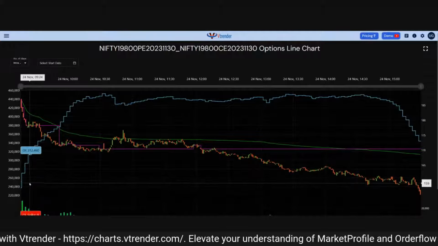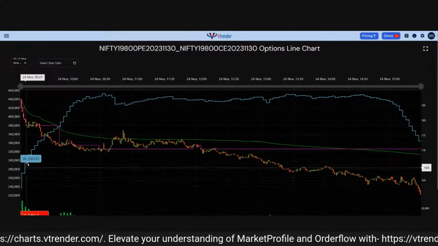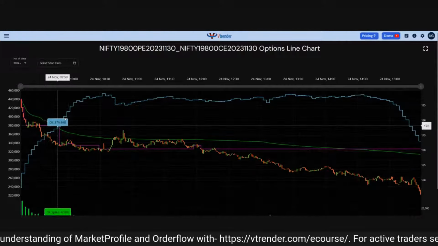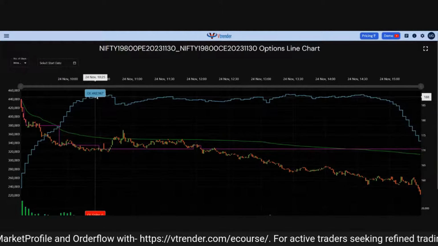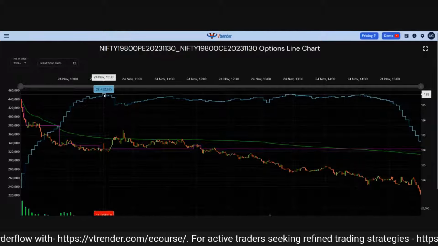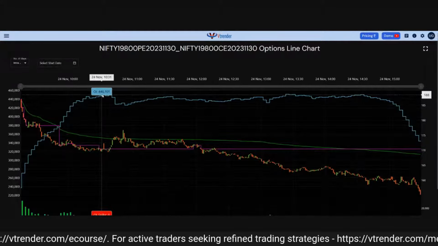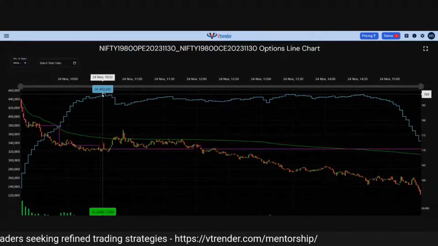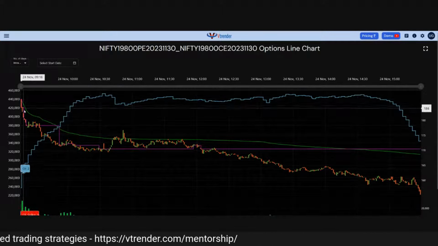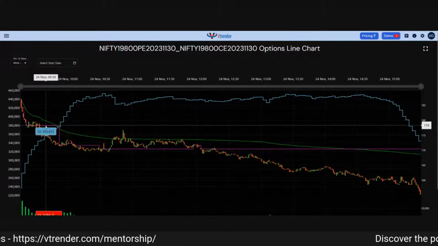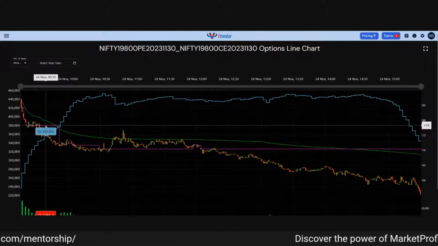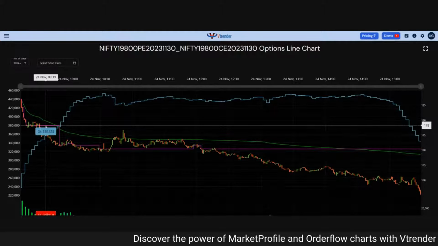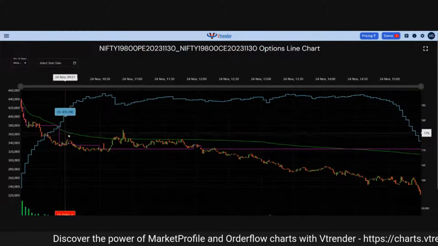So what you see here in the line chart, this blue line is the open interest. And you can see right at the open how this open interest has been climbing. There was a huge increase in open interest all through the first hour. So we can see the number of contracts is 4,52,000. And this is the price of the straddle, and the purple line is the POC, the point of control, the level where the maximum volumes have taken place, and the green line is the VWAP.